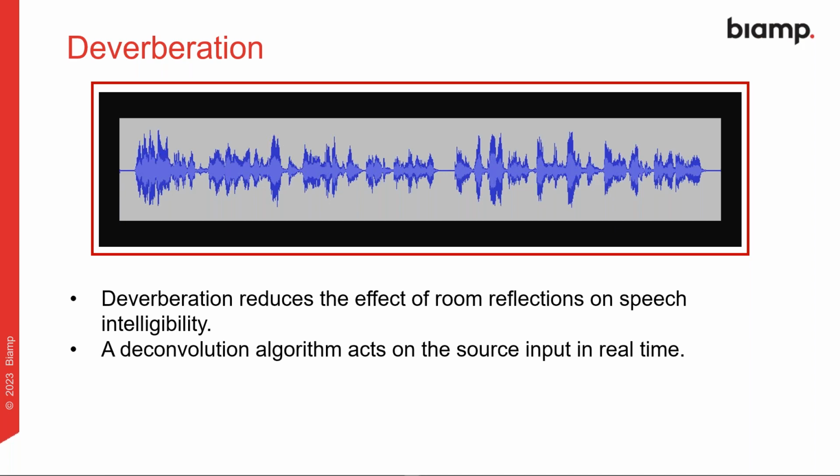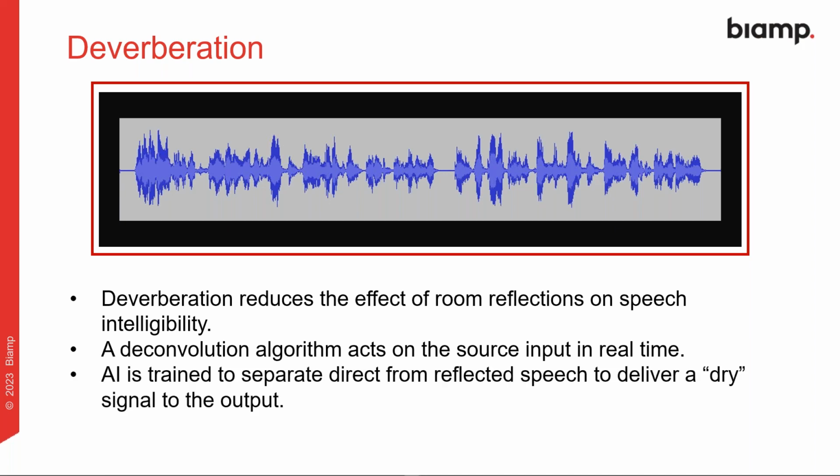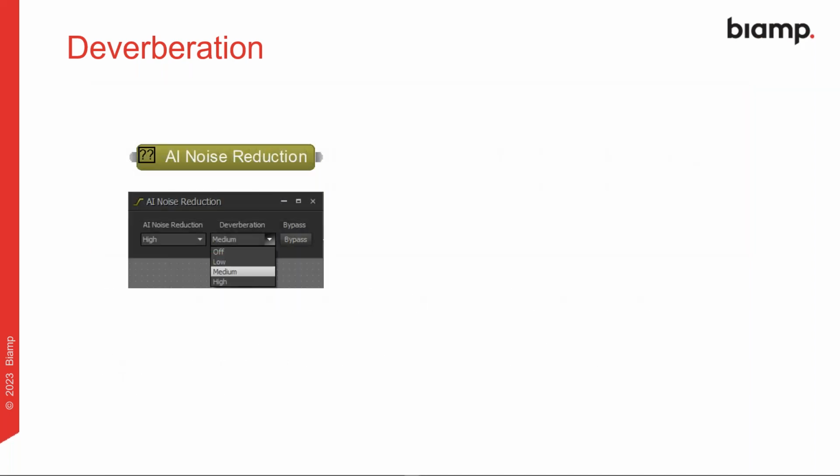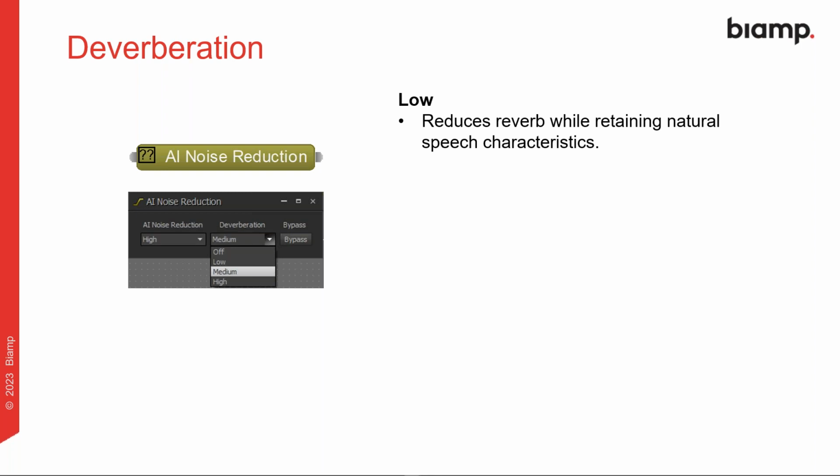So the deverb process uses a deconvolution algorithm, which is acting on the source input in real time. And what that means is it's trained to separate direct from reflected speech and deliver a more dry signal to the output. So it's a very, very intensive process, but it can really help clean up the signal and improve that direct sound. And this is basically impossible to put any numbers on. So I'll go with a functional description really.